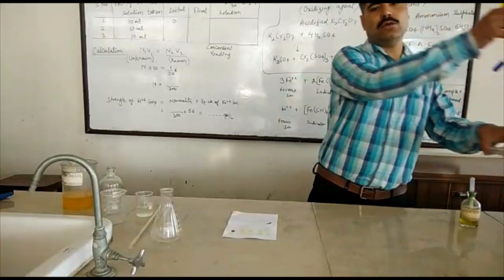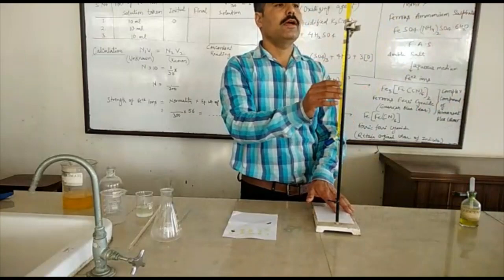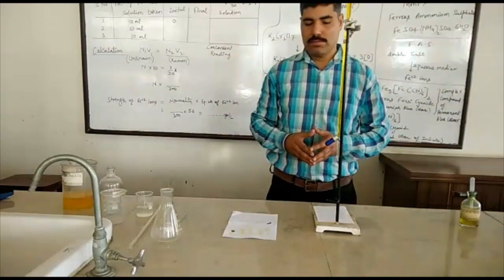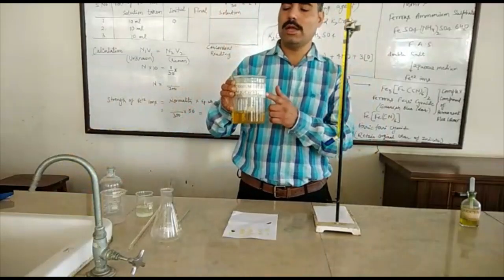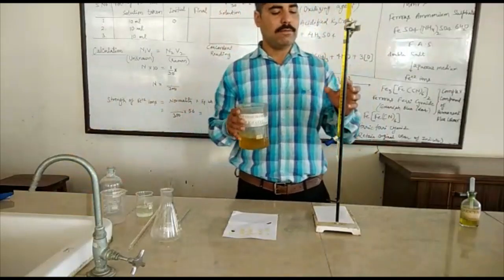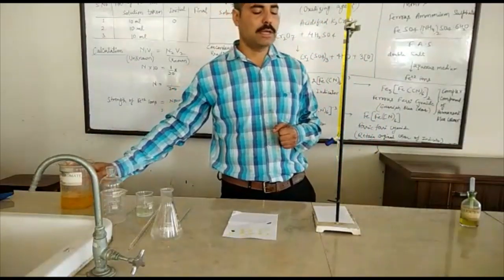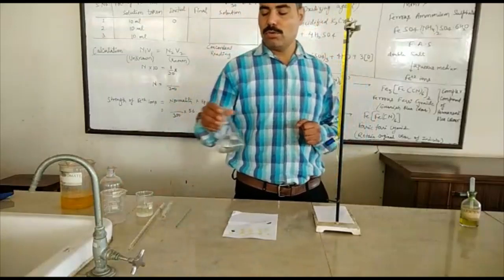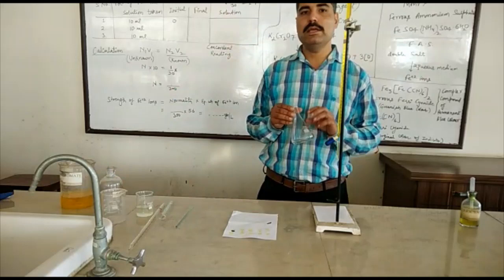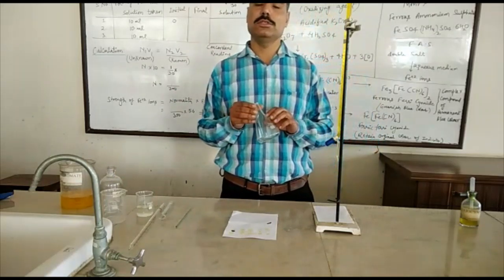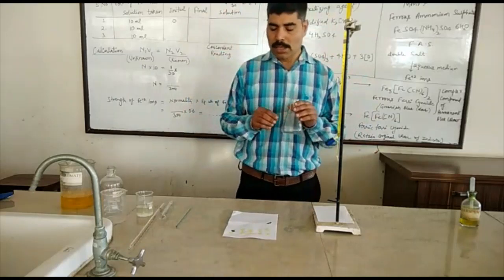Okay, now we are going to start the experiment. First of all, we have to fill the burette with the standard solution. See, this is the standard solution, that is the N/30 potassium dichromate. We have already filled the burette with the standard solution, the N/30 potassium dichromate. And see, this is the conical flask. In this conical flask, we have to take 10 ml of unknown sample solution, meaning the given sample solution of an iron ore or a ferrous ion solution.